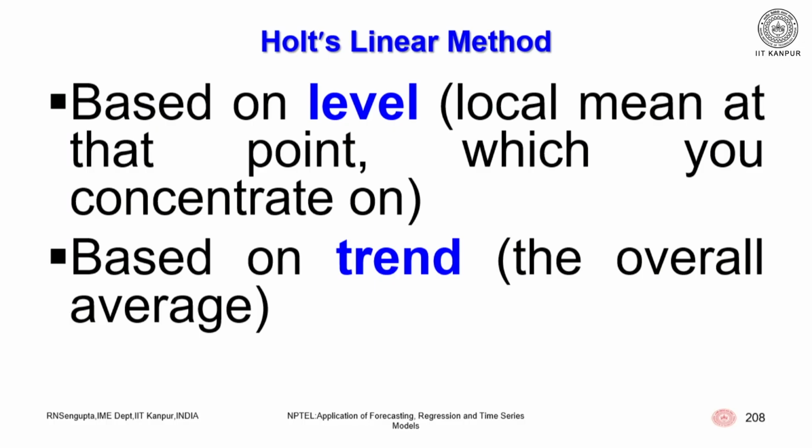So, there are two components. One is based on the level, that is the local mean at which point you should concentrate and start off your model, that is point 1. And point number 2 is that based on the starting point you want to find out what is the trend, what is the average rate of increase.